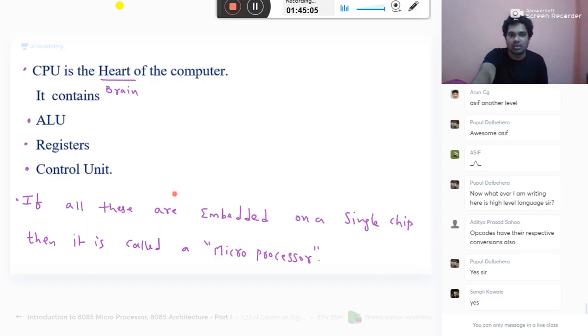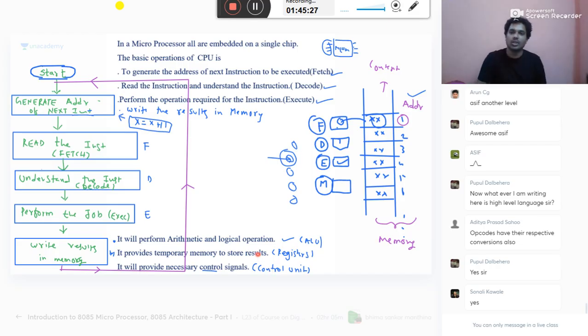It is the heart of the computer, driver of the bus, pilot of the ship, captain of the ship, whatever you can say. These are the things present in your CPU: ALU, registers, and control unit. If all of them are packed on a single chip, then it is called a microprocessor. This is what the processor's job is. Every single step we discussed very clearly: fetching, decoding, executing, and writing back the results.